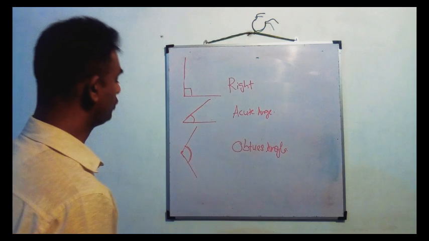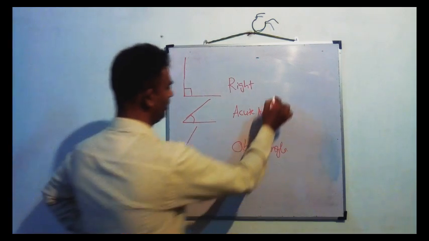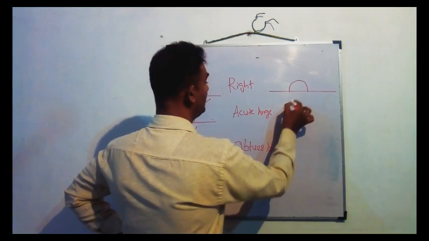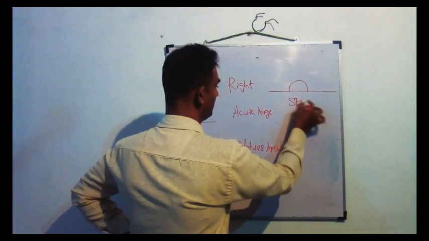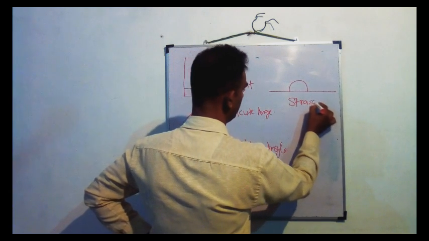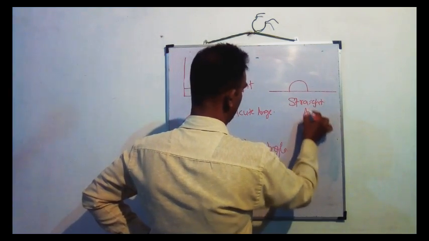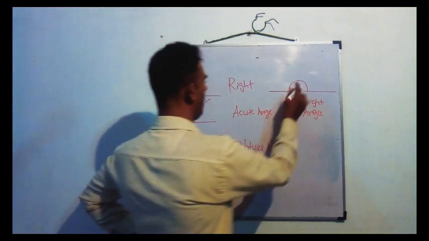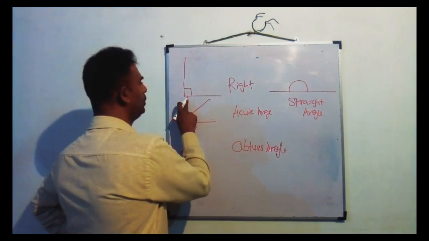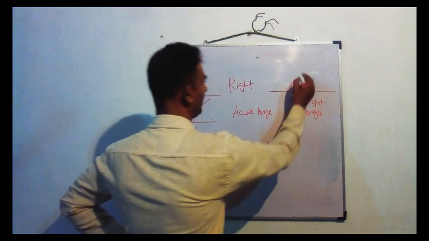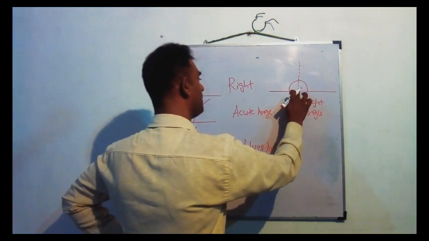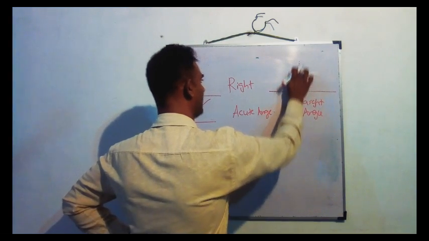Another angle we studied. This is the angle. We call that a straight angle. In this angle, it is created by two right angles. Two right angles put together, we call that a straight angle.